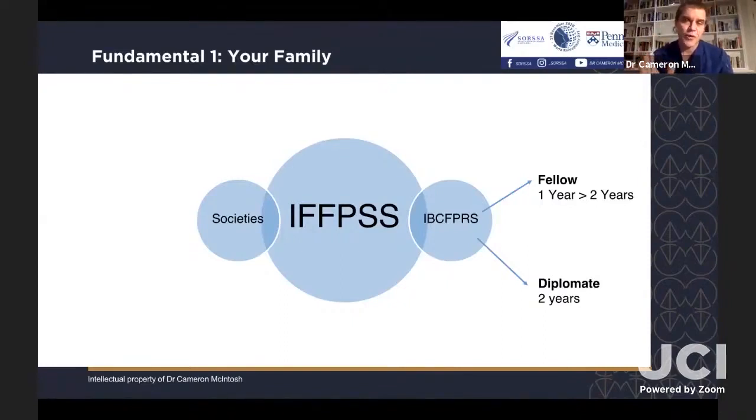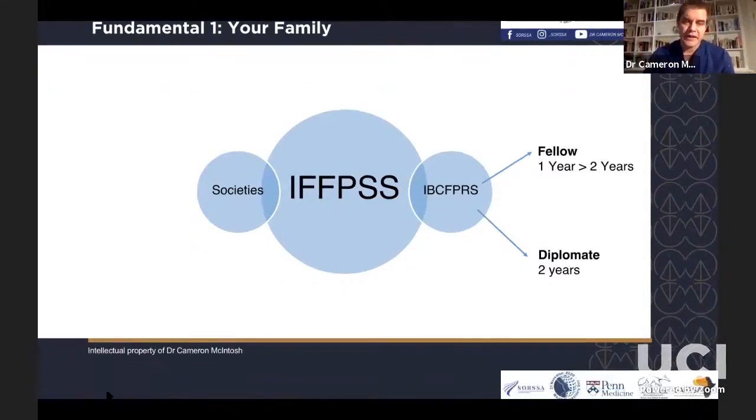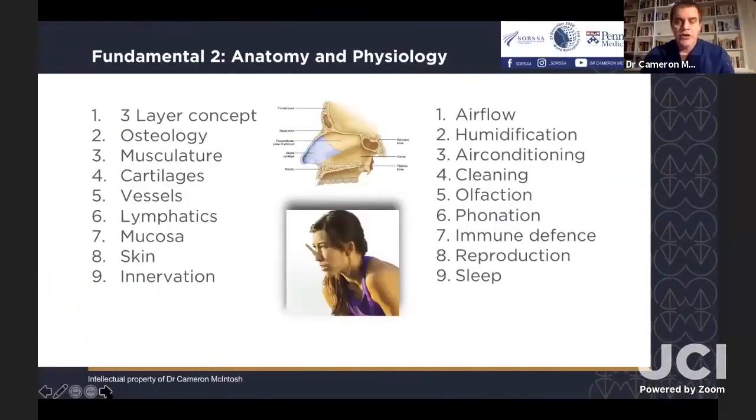So fundamental number 1, you're part of a family. Let's get to the second fundamental of becoming a rhinoplasty expert. You have to know your anatomy and your physiology. So I want to introduce you to what's called the 3-layer concept, that the nose has an outer layer, a structure, and an inner layer. And if you can remember that within all of those, you have to go and study the osteology, the musculature, the cartilages, the vessels, the lymphatics, etc., etc. The next talk this evening is going to be going over that specifically.